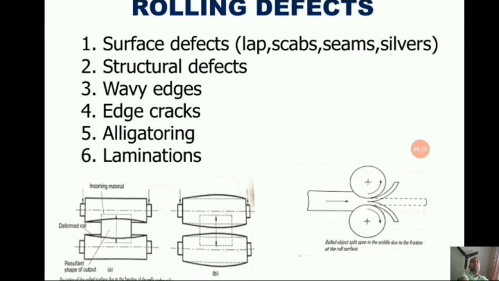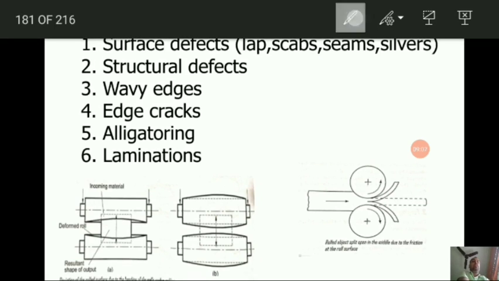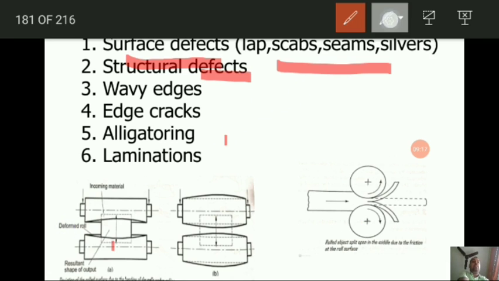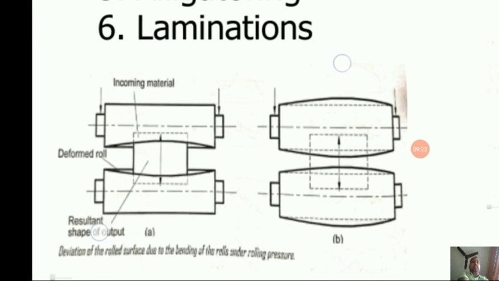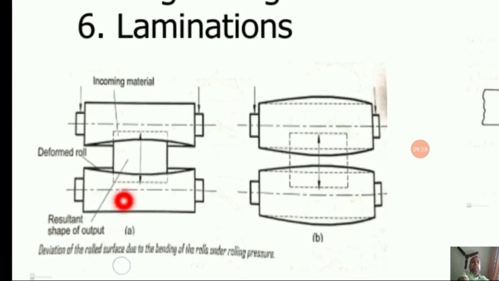Again, I have shortened it. These are very important. You must take a note or take a screenshot of these defects. So surface defects come as laps, scabs, seams, slivers. Then you have structural defects. I have given you a picture of the structural defect, you can see over here. So this is the deformed roll, and the resultant shape of the output, due to non-uniformity of the reduction. This is the incoming material. So there is deformation of the roll surface due to the bending of rolls under rolling pressure, as you can see over here.